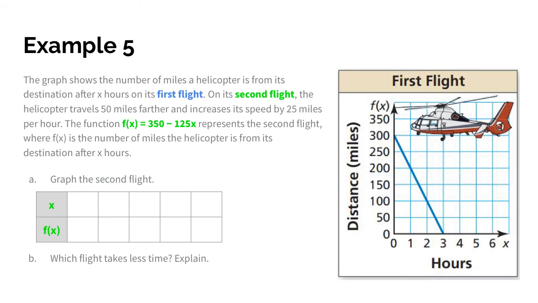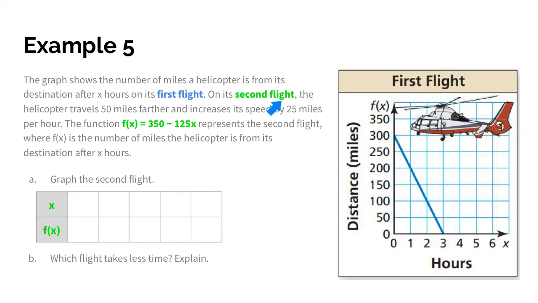All right, now let's put this together in a real-world example. Here I have a graph of a helicopter's first flight that shows the distance it travels over a certain number of hours, representing the distance it is away from its destination. Say my destination is Madison, Wisconsin, and I get to travel there via helicopter, which would be pretty neat. The graph shows that the helicopter is 300 miles away, and 3 hours later it would reach its destination, shown here as 0. Notice the graph is going downward because it's starting 300 miles away, and it takes 3 hours to get there. So this is the first flight.